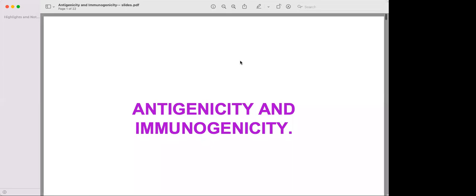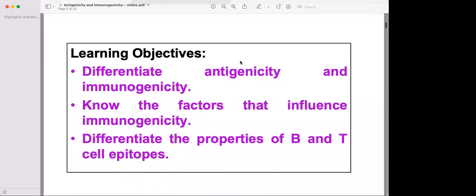And what are your learning objectives at the end of this lecture? You should be able to differentiate between antigenicity and immunogenicity in the context of that foreign intruder, which is able to bind to the receptors of the cell, or at least the cells have receptors to recognize that foreign intruder. And the recognition proceeds, therefore, to stimulate an immune response, therefore termed immunogenicity. So we shall also get to know the factors that influence immunogenicity and differentiate the properties of B and T cell epitopes.